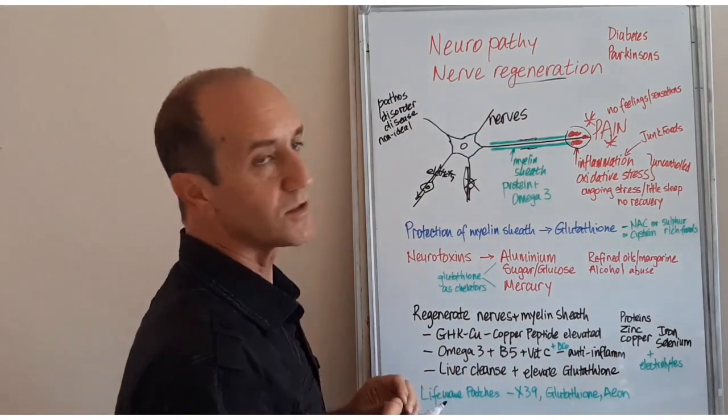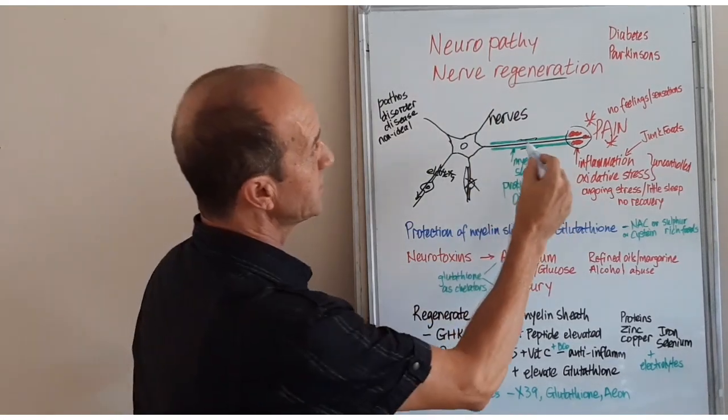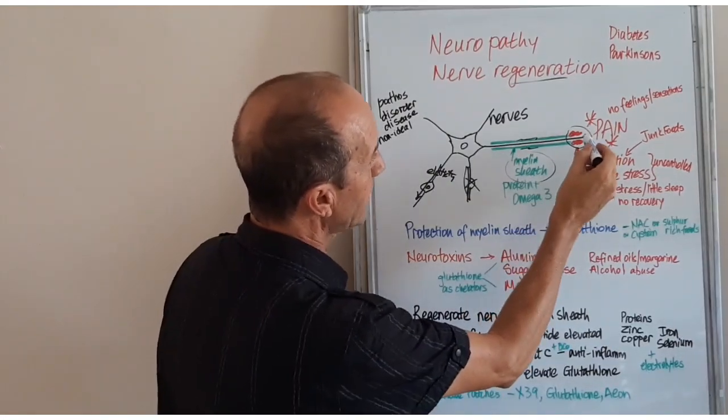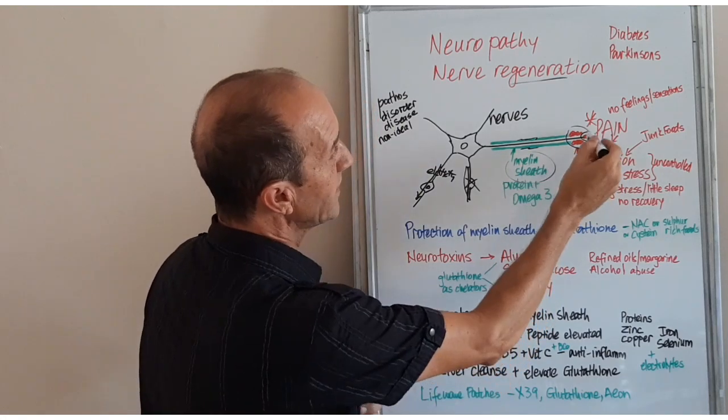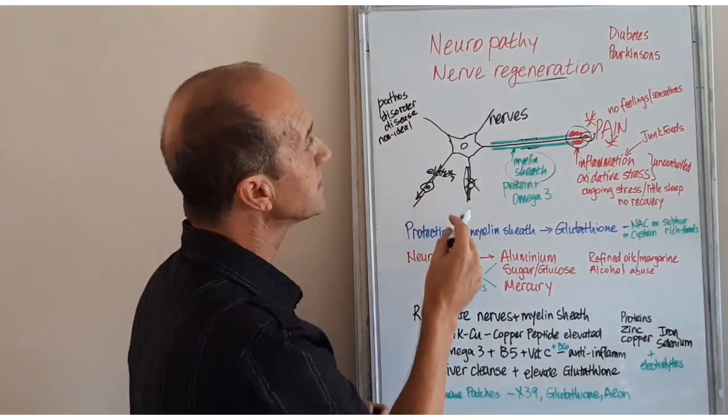And what do you do now to reverse it? Remember, regeneration means you're going to regenerate. I'm going to show you how to regenerate the myelin sheath, and how to regenerate the nerve endings and how to cover it and bring it back to its normality. In other words, remove the disease.